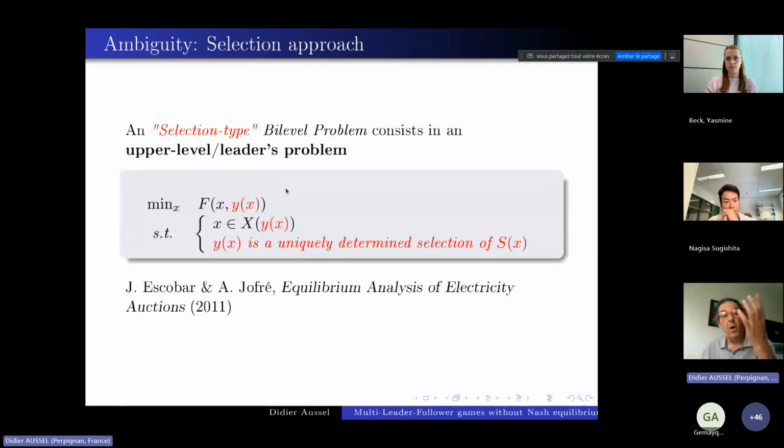And it is of selection type, by the way, because if you have several prices, for example, or several combinations of prices, then there is a selection declared into the process to select a given price into the interval of possible prices. So, I mean, it's not just theory, it is practical application. So also you have some selection type way to have a well-posed single leader multi-follower.